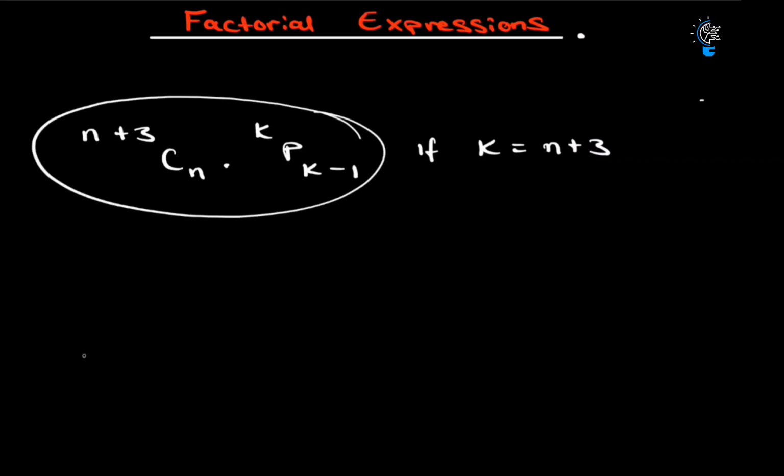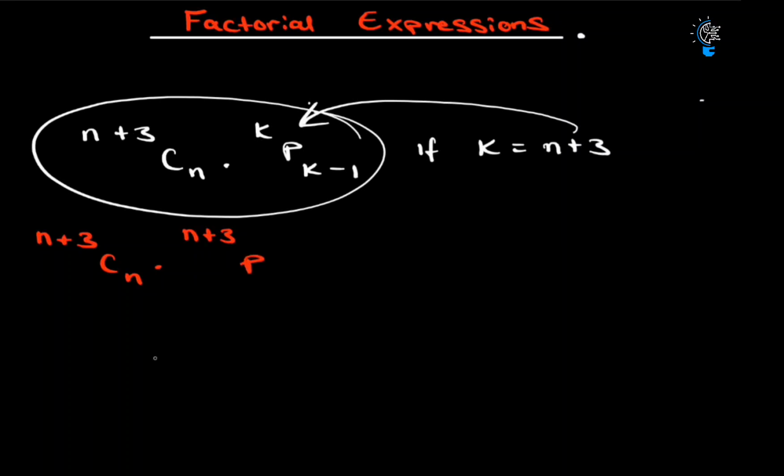How do we go about it? Remember, we are told that k is equal to n plus 3. So your first step can be replacing k with n plus 3. So where there's k, we put n plus 3. Let's do it. So we're going to end up with n plus 3, combine n, dot. On top where there's k, let's put n plus 3.